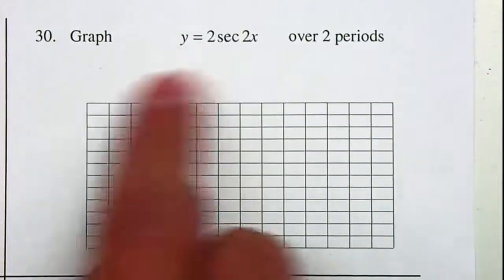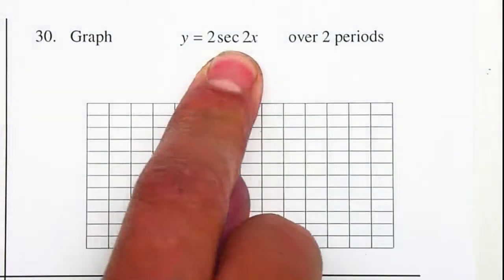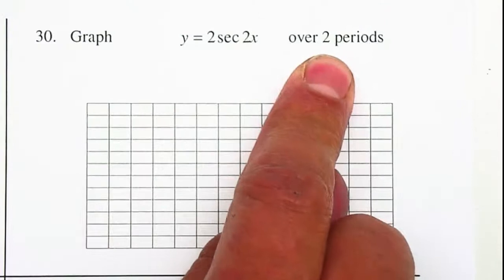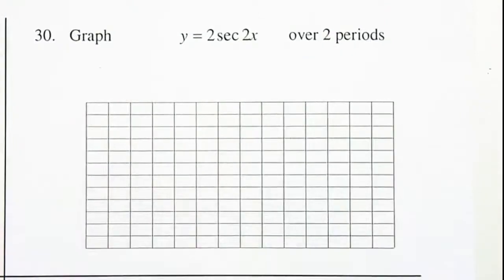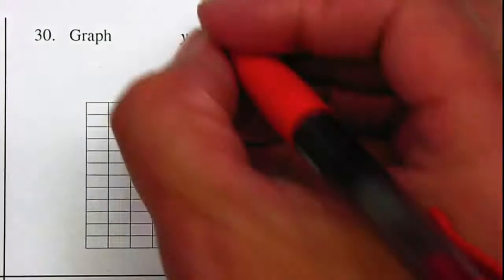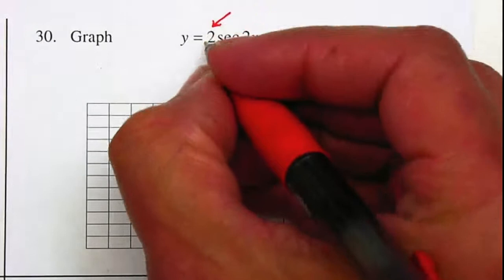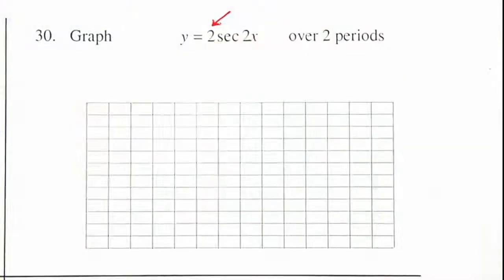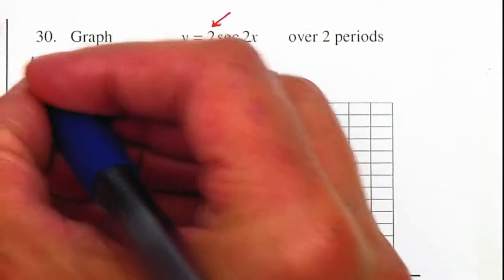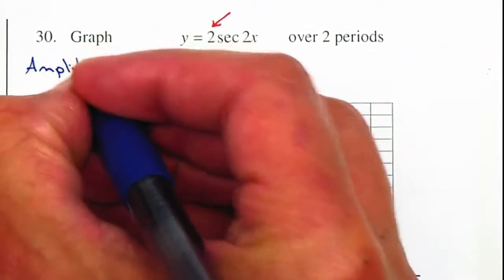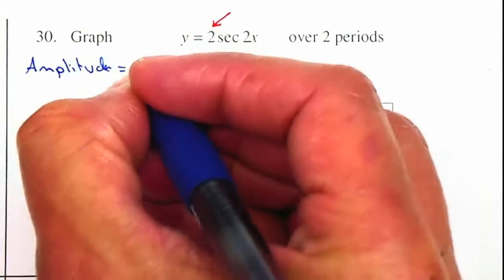Graph the following equation. They give an equation of a secant, and they ask you to graph it over 2 periods. Now let's look at the components that we have. We have the 2, which is the value of A. That will give you your amplitude. So your amplitude is 2.